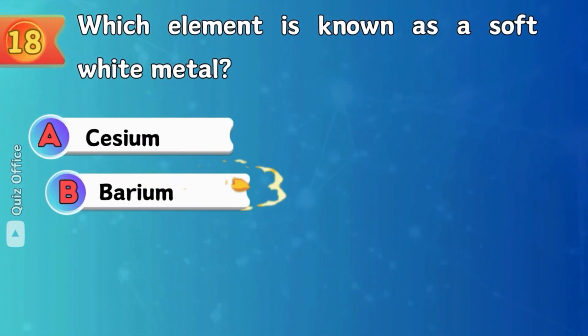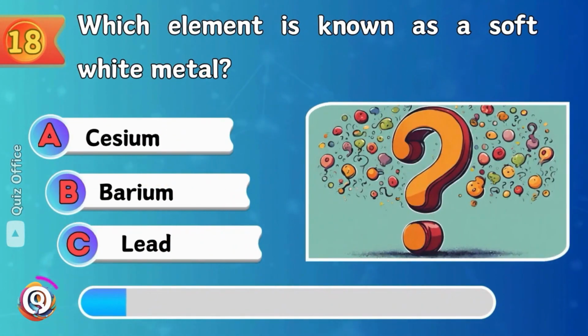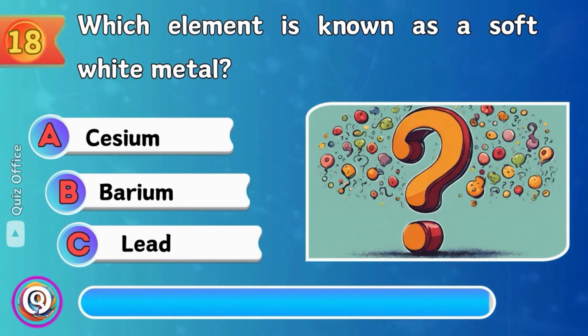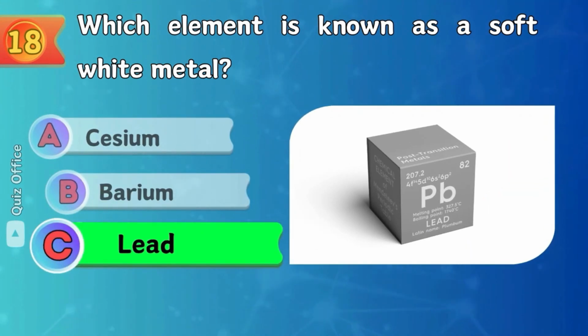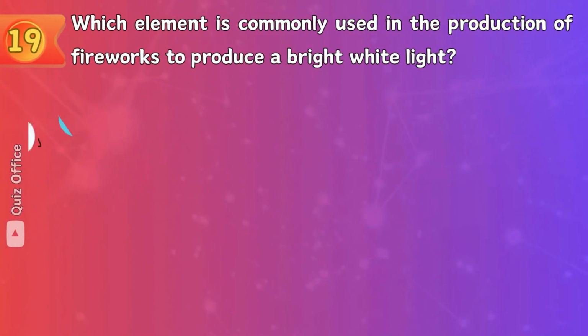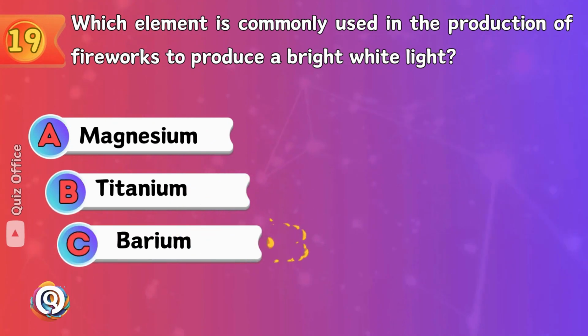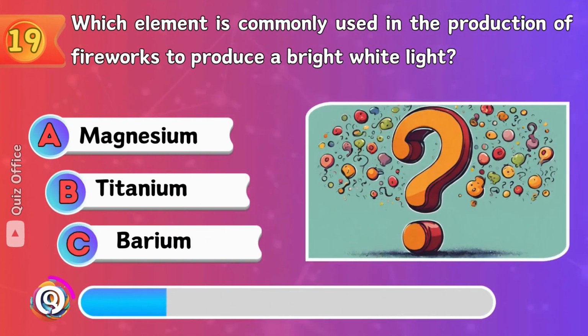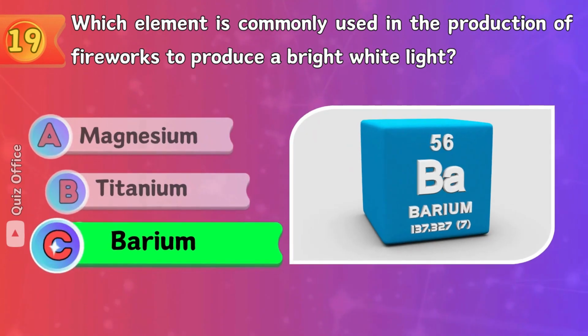Which element is known as a soft white metal? Great. Which element is commonly used in the production of fireworks to produce a bright white light? Barium.